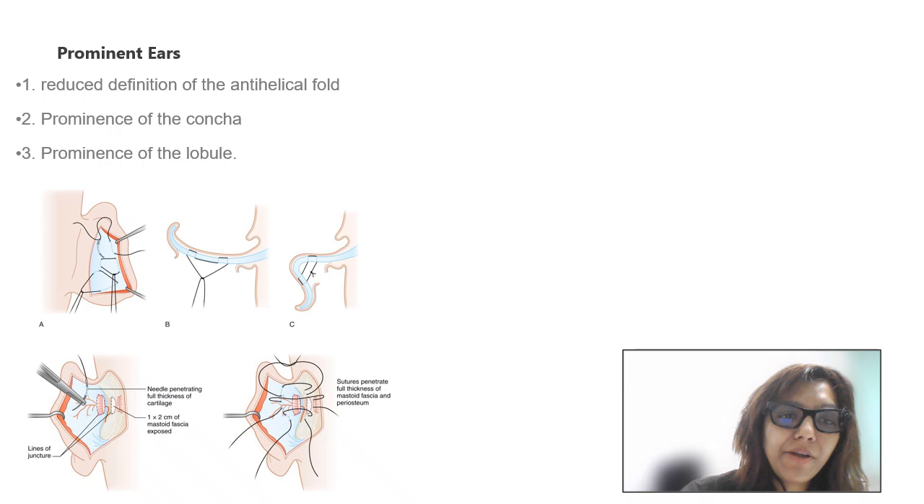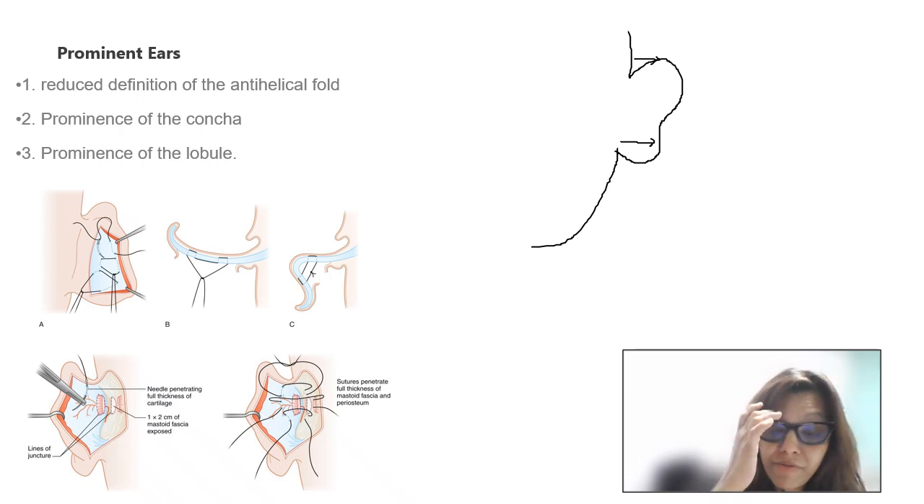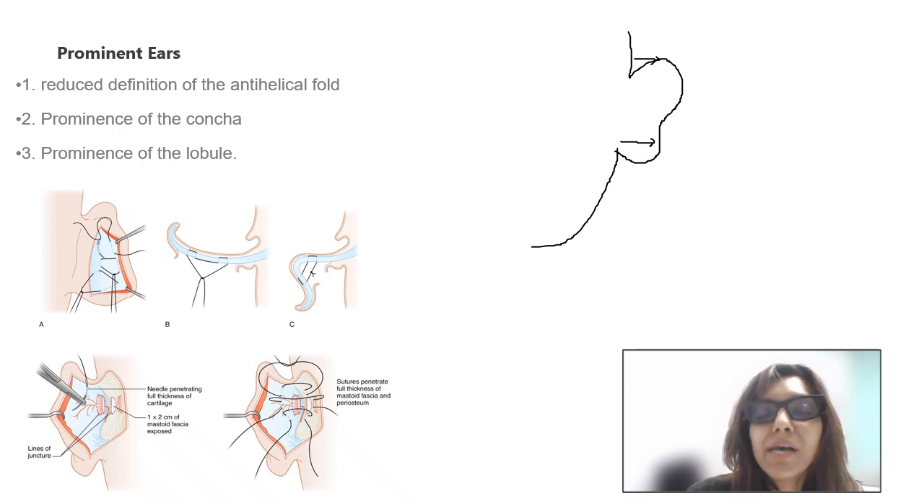So the prominent ear, or type 5 of Tanzer's classification, that is one question for you. What they've defined it as is the projection of the ear away from the scalp and the mastoid. From the scalp it should be about 1.5 to 2 centimeters, and from the mastoid it should be about 2 to 4 mm, 4 to 6 mm, and if it's more than that it's considered to be a prominent ear. It also includes reduced definition of the anti-helical fold, that is the scapha.